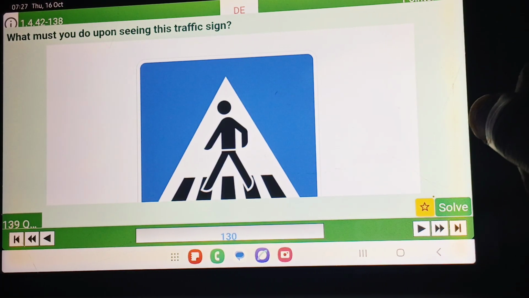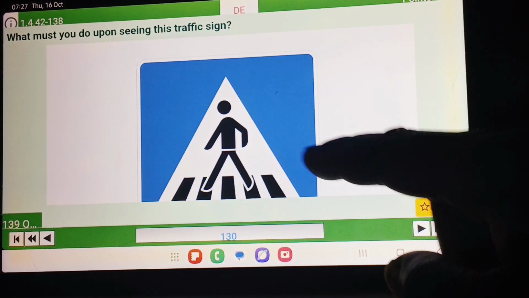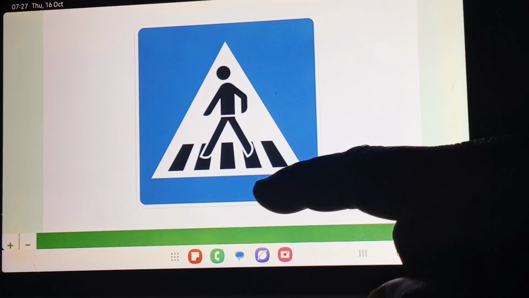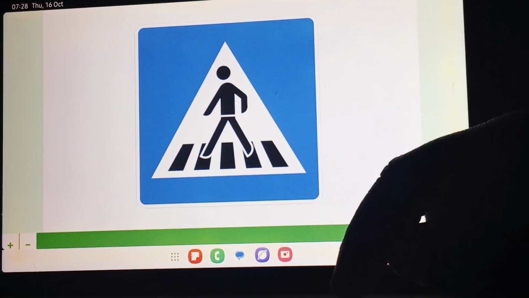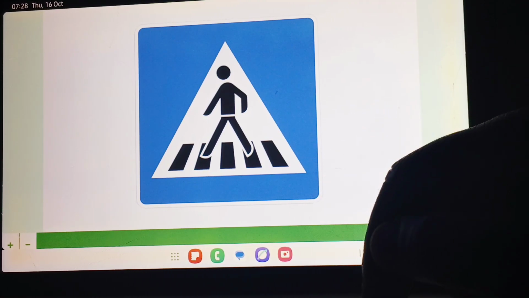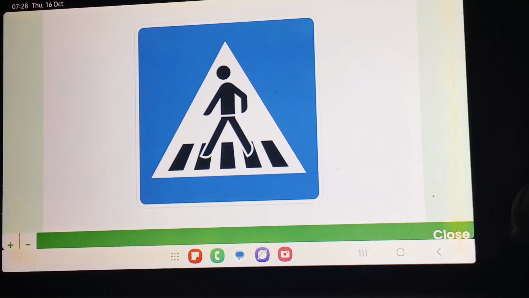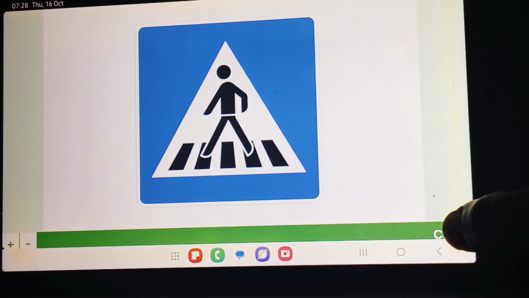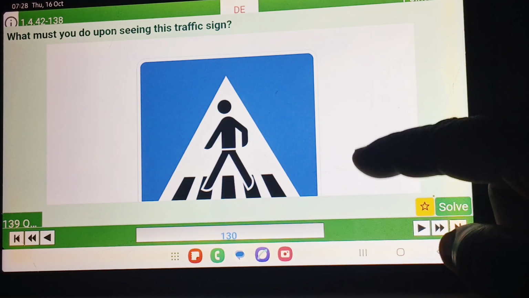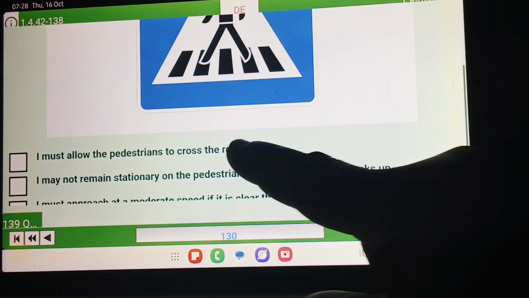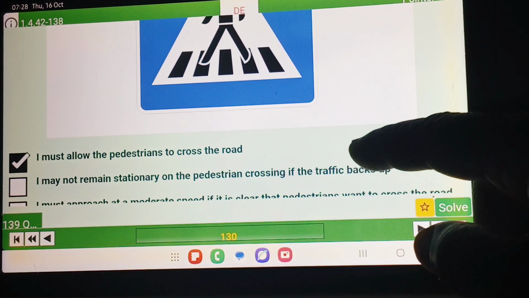What must you do upon seeing this traffic sign? What do you need to do? This is a pedestrian crossing. Approach at a moderate speed. Allow pedestrians to cross the road. No stopping, no overtaking before a pedestrian crossing. No parking, okay? Allow the pedestrian to cross the road.